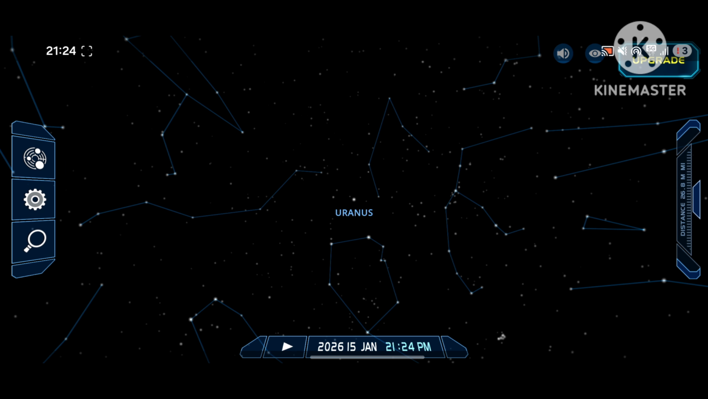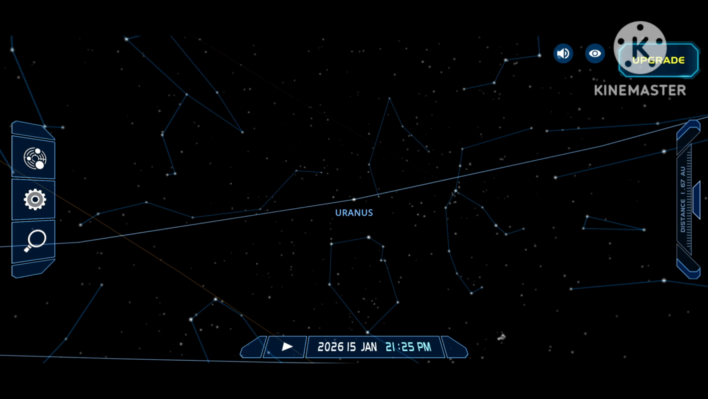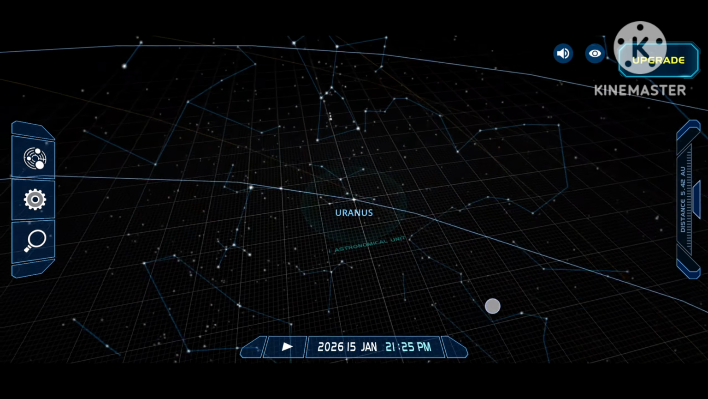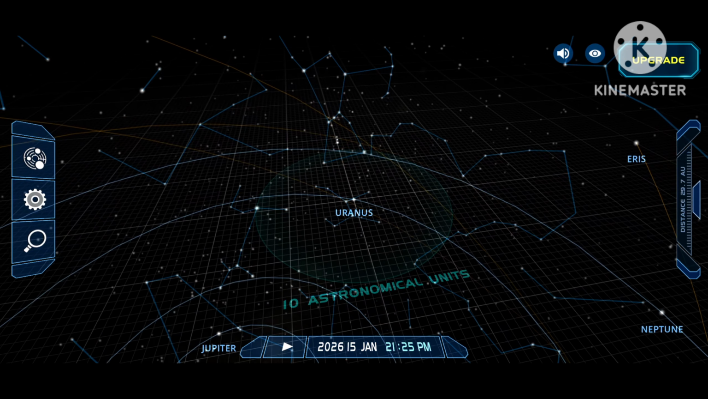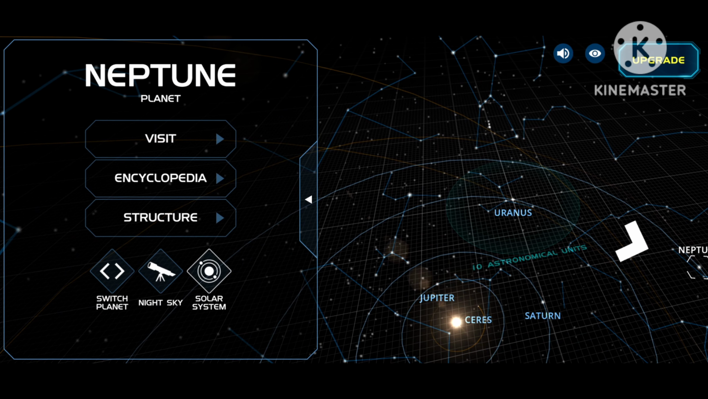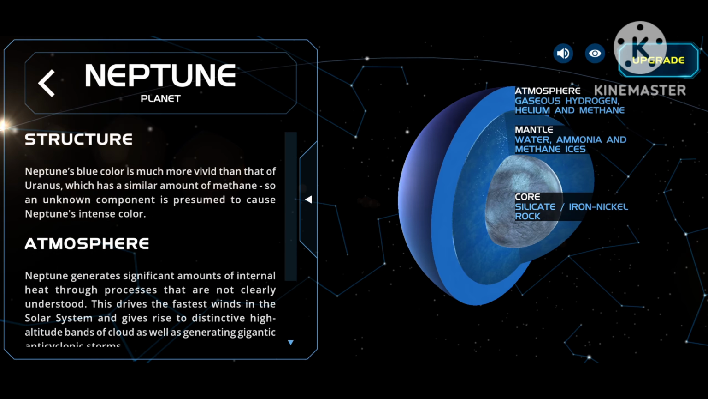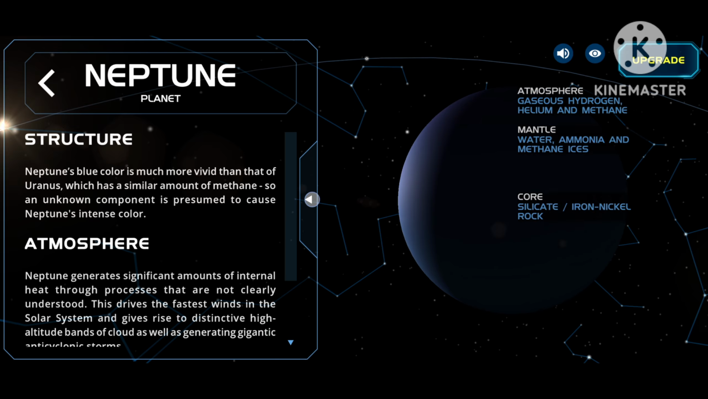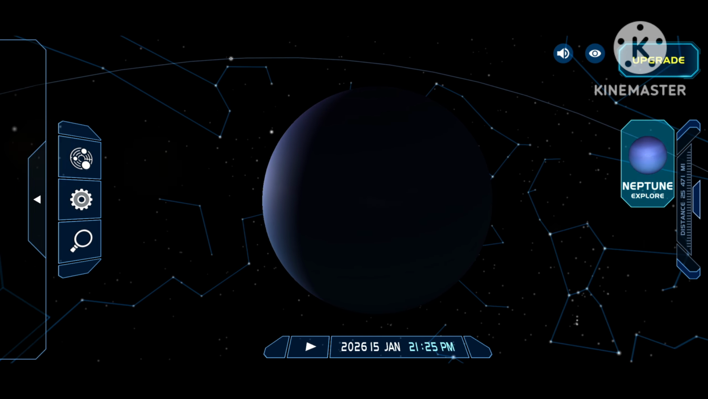Now we will move further and see the next one, that is Neptune. Yes, here we go. We will see the structure of Neptune. The atmosphere is made up of the gases hydrogen, helium and methane. Similar one. The mantle is made up of water, ammonia and methane ices, and the core is made up of silicate, iron, nickel, rock.